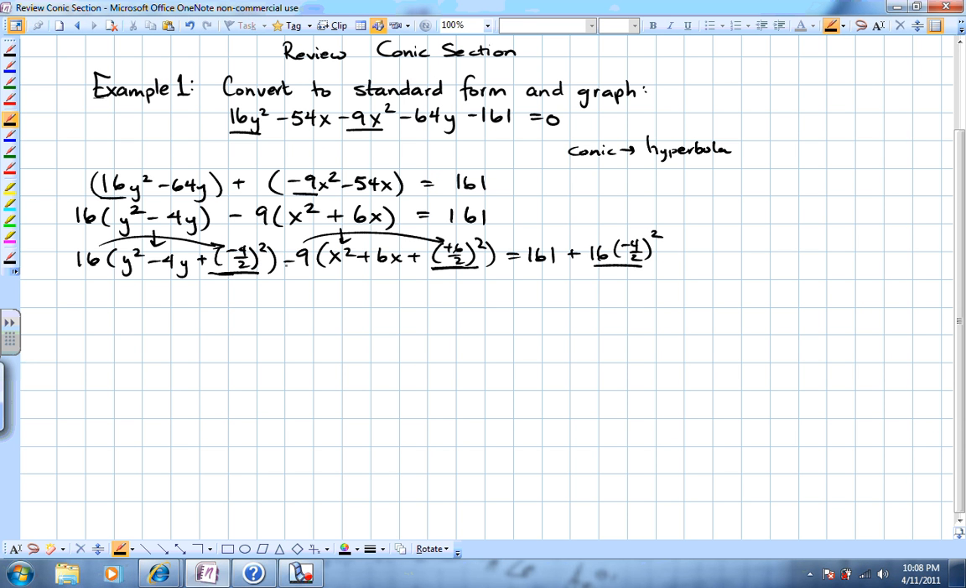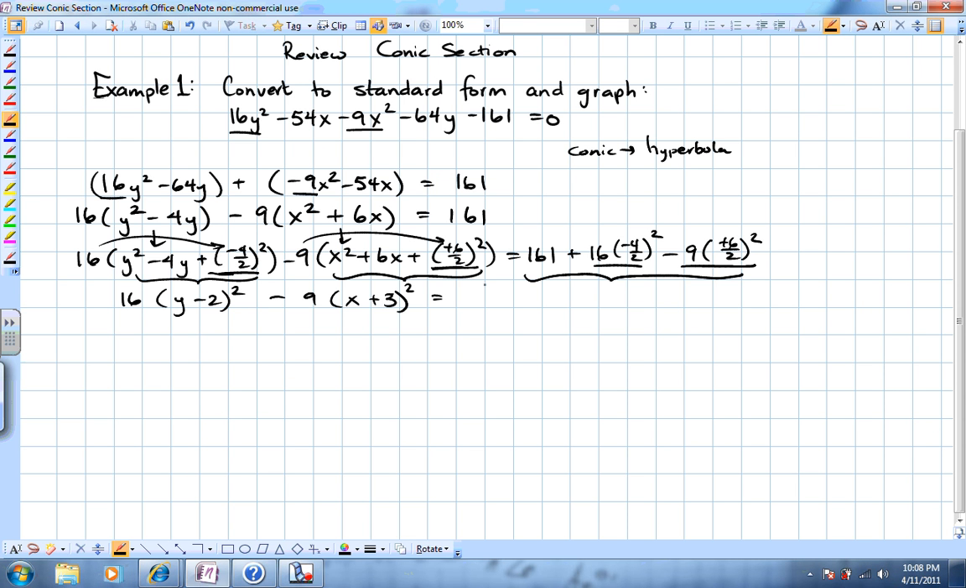Now just be careful here, there's a negative 9, you also have to put a negative 9 over here, times 6 divided by 2 squared. And here you maintain equality on both sides of the equal sign. Now let's go ahead and complete the square. Completing the square, these three terms will collapse to y minus 2 squared, minus 9. Again, these three terms, x plus 3 squared. Now these right here, just perform the calculations using a calculator, you should get 144.